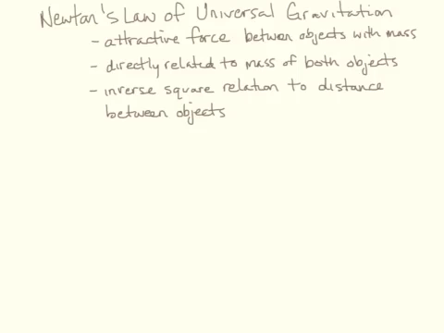And then the third thing, he noticed that there's an inverse square relationship to the distance between the objects. So the farther apart they are, the lower the gravitational force will be, and it's an inverse square relationship. So with all that, he came up with the following equation.